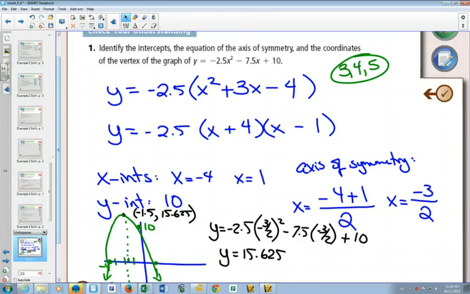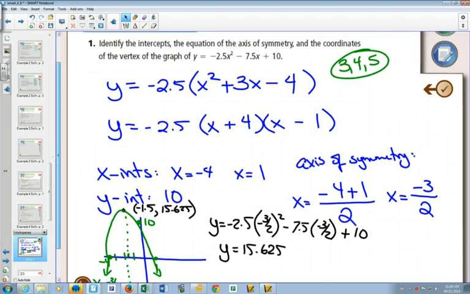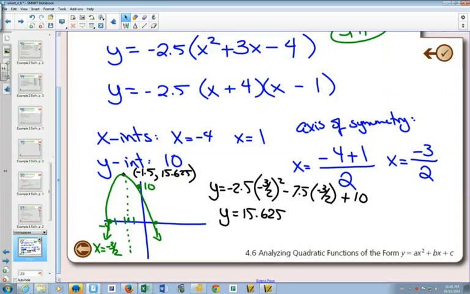The axis of symmetry is right here at x equals negative 3 over 2. That is after I plug that value in for x, and I get y equals 15.625, that tells me the y coordinate of my vertex. Because the axis of symmetry tells you the x coordinate of your vertex. And plugging in that x value tells you your y coordinate of the vertex. Yes? Could you also write it as 125 over 8? Yes, you could write it as a fraction if you'd like.